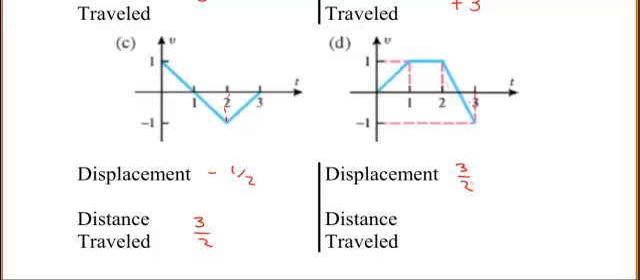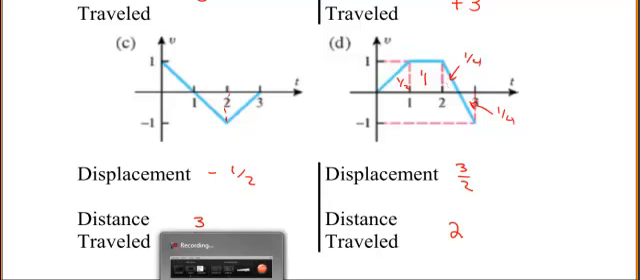The distance traveled will have 1/2 and 1. Then I'll have a triangle with 1/2 base times height: 1/2 times 1/2 times 1 is 1/4, and a 1/4 here. So 1/4 plus 1/4 is 1/2, plus 1/2 is 1, plus another 1 would be 2. So that would be the distance traveled there. Remember, distance traveled is found by integrating the absolute value of the velocity, or integrating the speed.